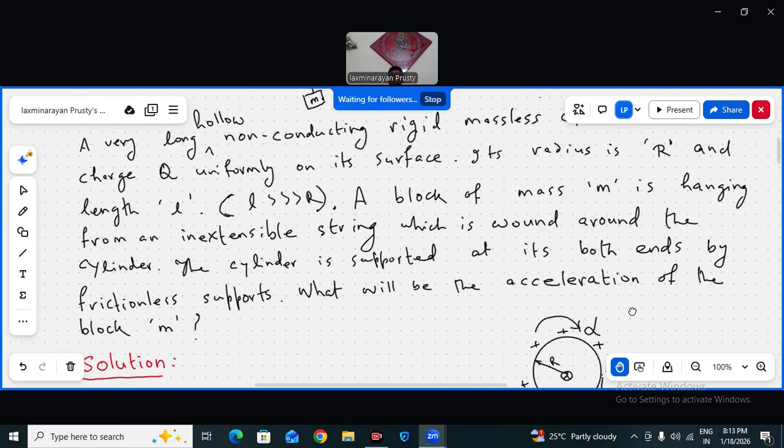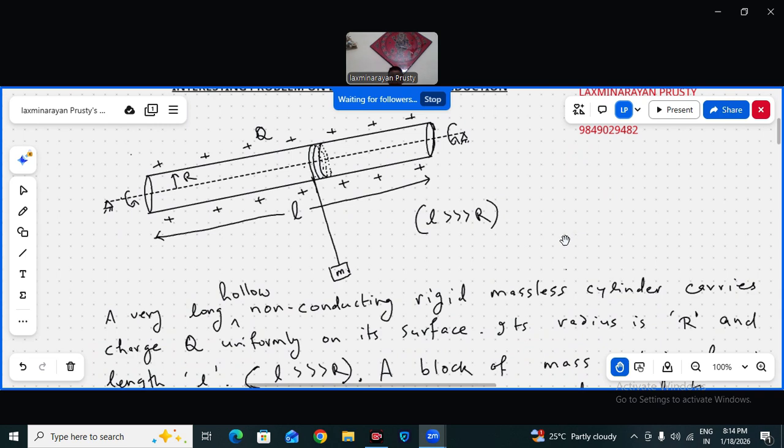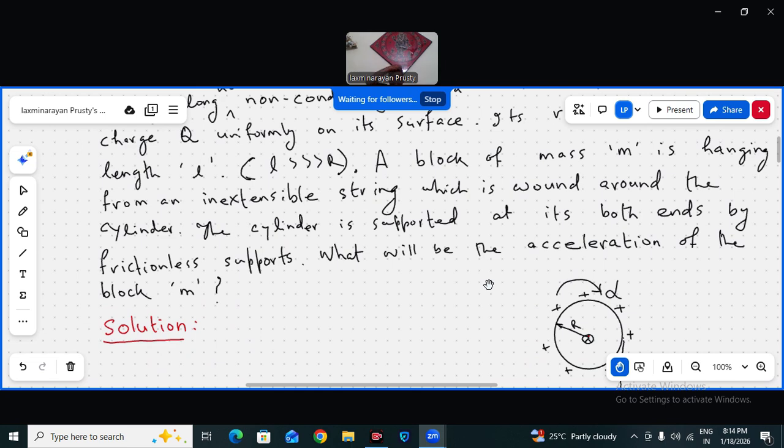What will be the acceleration of the block? If I release this block, what will be the acceleration of the block? The gravity will pull the block down. So this will start rotating the cylinder because the string is wound around it. And there cannot be any slipping between the string and the cylinder surface. Remember this. So this will rotate like this. Okay, fine. So the block will come down with some acceleration. I want you to calculate that acceleration, find the value of that acceleration.